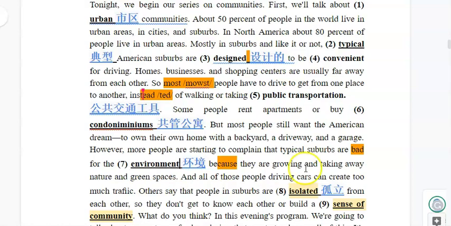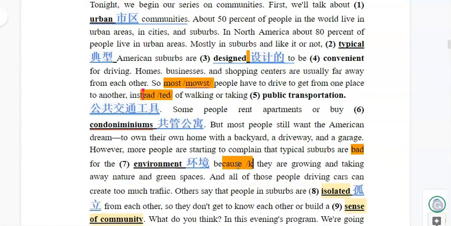Okay, correct. Let's take a look at these words. Bad. Correct. Because. Because. Yes, correct. One more time. Because. Okay. Next.